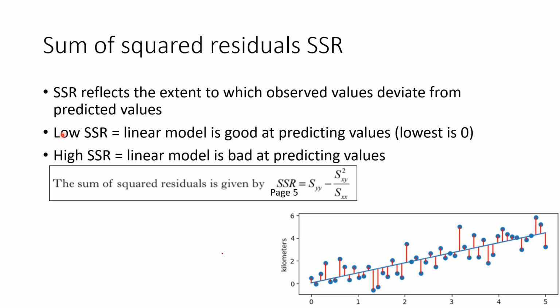So as a result, low SSR means that the linear model is good at predicting values. The lowest can be 0, which is a perfect SSR, and a high SSR is a linear model being bad at predicting values. And you find the formula to calculate this on page 5 of the data booklet.